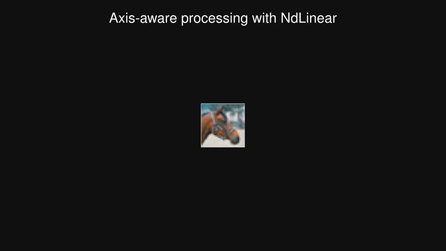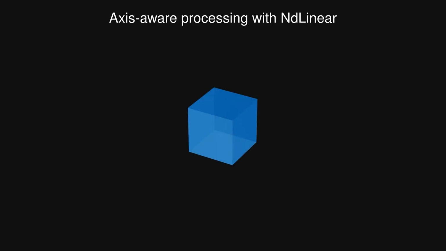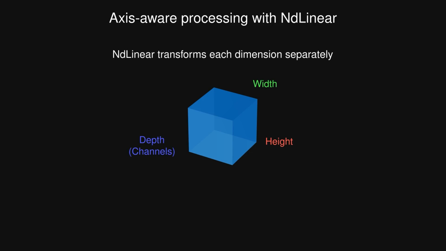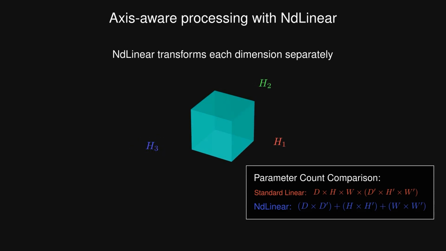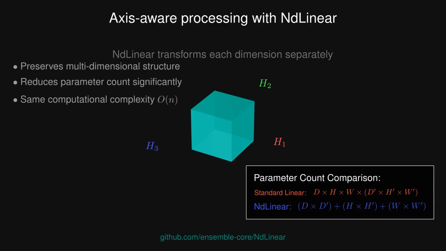NdLinear transforms each dimension independently, rather than mixing everything. In the example of the image, height, width, and color channel dimensions carry essential structural information about the data. This approach fundamentally changes how we count parameters. Traditional linear layers require multiplying all input dimensions by all output dimensions. NdLinear only needs to add the individual dimension transformations. Multiplication becomes addition, resulting in significant parameter reductions, while maintaining the same computational complexity.